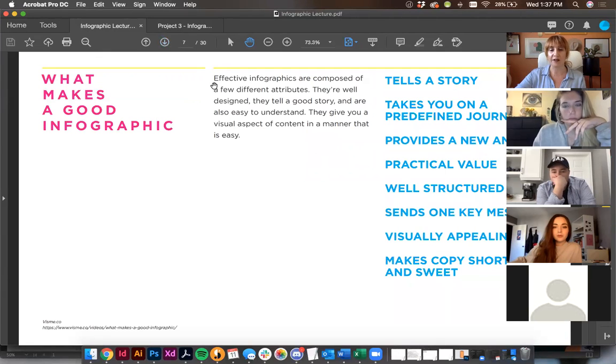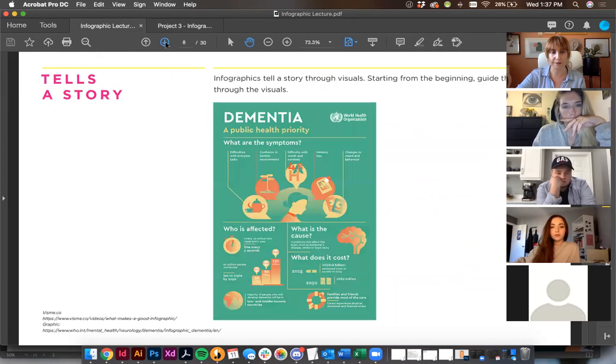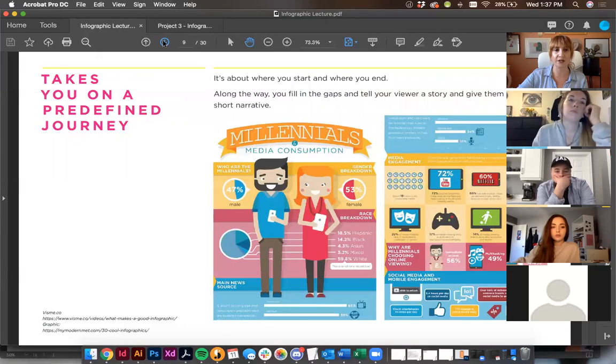So your infographics, they tell stories, they take you on a journey. They provide new angles. They give valuable information. They're always well structured, I hope they are. They have a key message. Obviously, they should be visually appealing, and they're short and sweet for the most part, or effective ones are. So anyways, this is just going into those details a bit more.